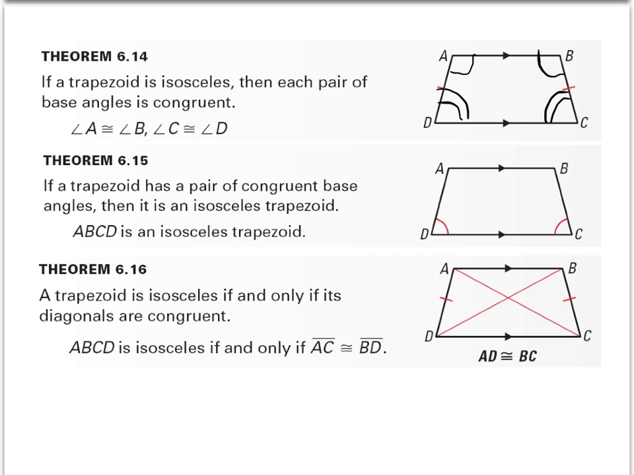Theorem 6.15 states if a trapezoid has a pair of congruent base angles, then it is an isosceles trapezoid. So this is kind of the converse of 6.14. So if we know that D is congruent to C, then we know that AD is congruent to BC. Theorem 6.16 states that a trapezoid is isosceles if and only if its diagonals are congruent. We know that the definition of diagonal is a straight line connecting two non-consecutive vertices. So if we draw those two and they're congruent, then the trapezoid is isosceles.